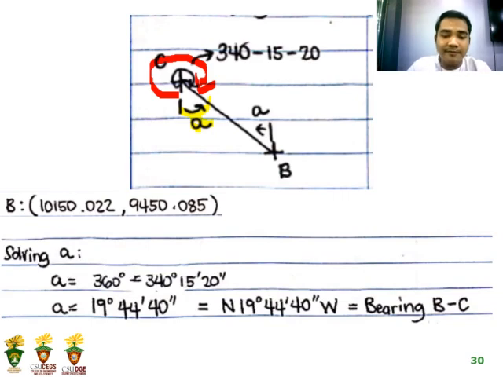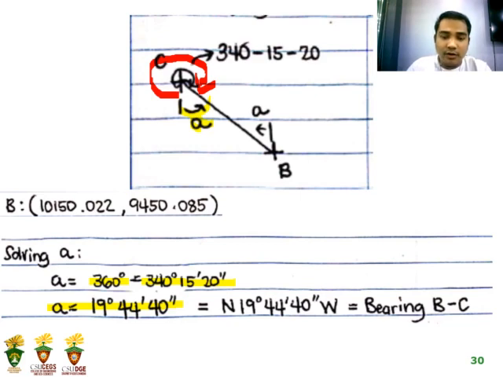Solving for alpha, from the figure, we can say that alpha is just 360 degrees minus the azimuth C to B, which is 340 degrees, 15 minutes, and 20 seconds. So it results into alpha being 19 degrees, 44 minutes, and 40 seconds, which is equal to the bearing of BC.